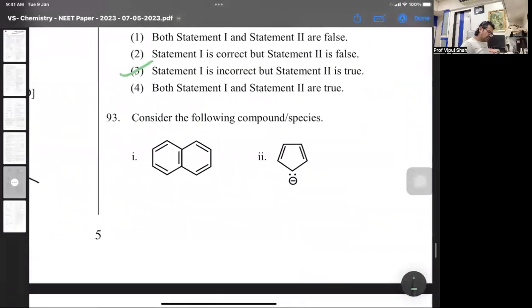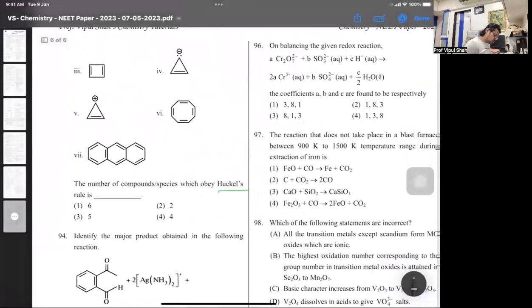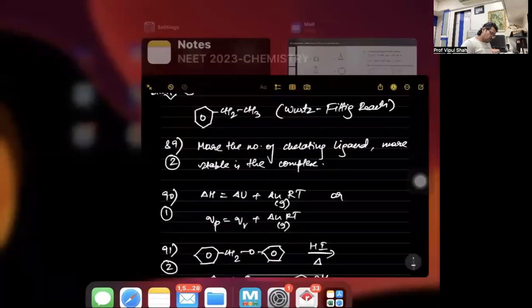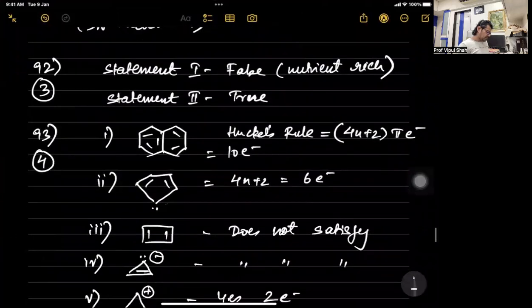Then 93, they have given the species. We have to identify which of the following obey Huckel's rule. Huckel's rule, 4n plus 2 pi electrons. For any compound to be aromatic, all atoms should lie in the same plane, the hybridized state of carbon should be sp2, and it should satisfy Huckel's formula, that is, it should have 4n plus 2 pi electrons. So here, let's see out of the 7 compounds, how many of them satisfy this. Have a look at it, please. Look at this.